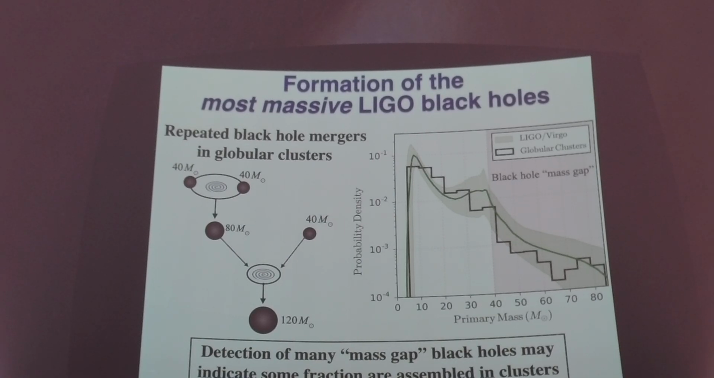And that extended tail up to 80 times the mass of the sun is coming from these hierarchical, repeated black hole mergers that happen in these dense environments. So again, the presence of these massive black holes can be interpreted as evidence that globular clusters are contributing to the black hole merger rate in the local universe.